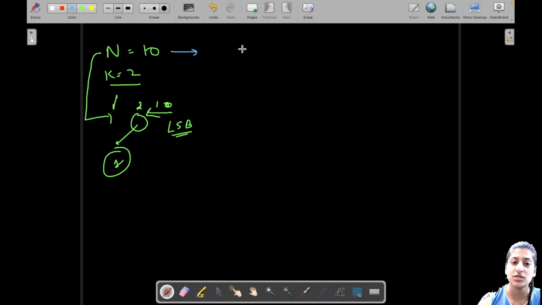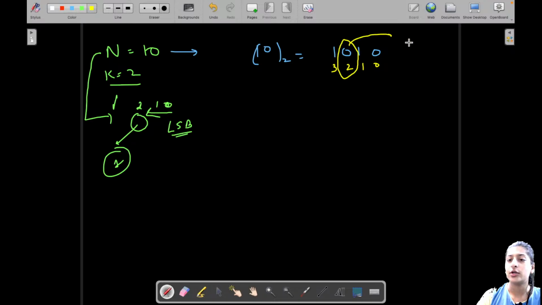For your representation, 10 in binary can be written as 1 0 1 0. So if you see the indexing, this is 0th index, this is first index, second index and third index, right? So k is equal to 2. What is the bit at the second index? It's 0. So I want to convert it to 1, and if I convert it to 1, my n will be changed to 1 1 1 0, right?